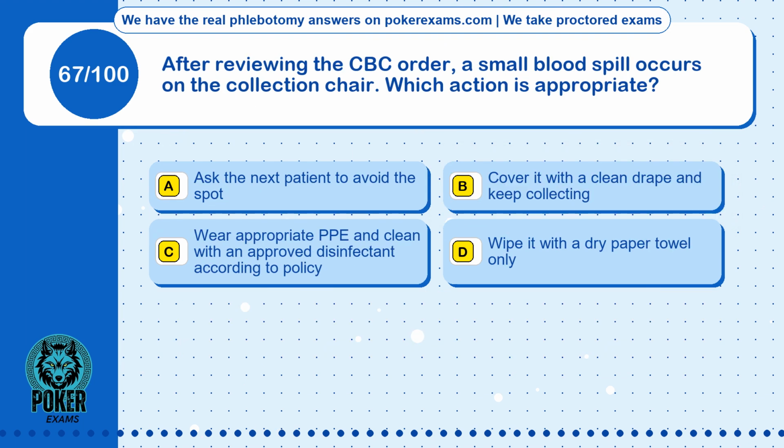Question 67. After reviewing the CBC order, a small blood spill occurs on the collection chair. Which action is appropriate? Option A, ask the next patient to avoid the spot. Option B, cover it with a clean drape and keep collecting. Option C, wear appropriate PPE and clean with an approved disinfectant according to policy. Option D, wipe it with a dry paper towel only.